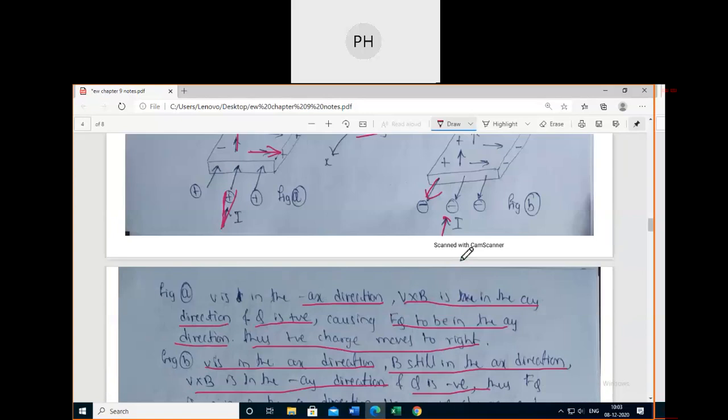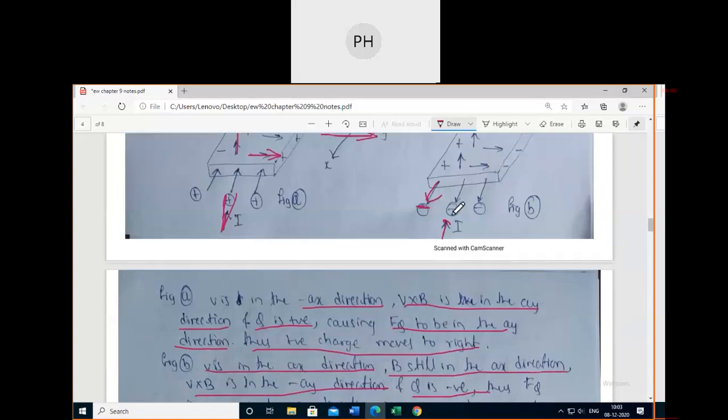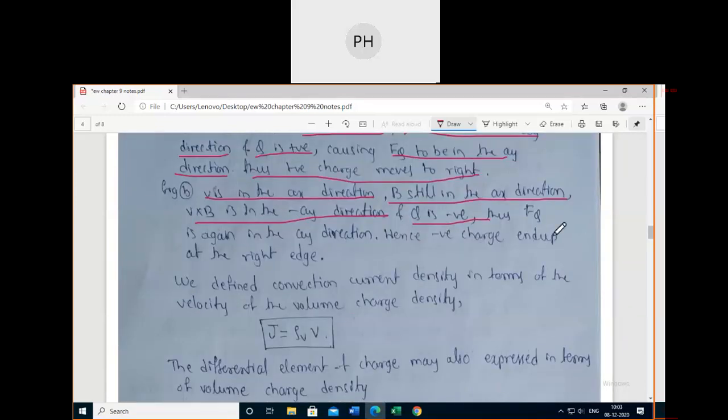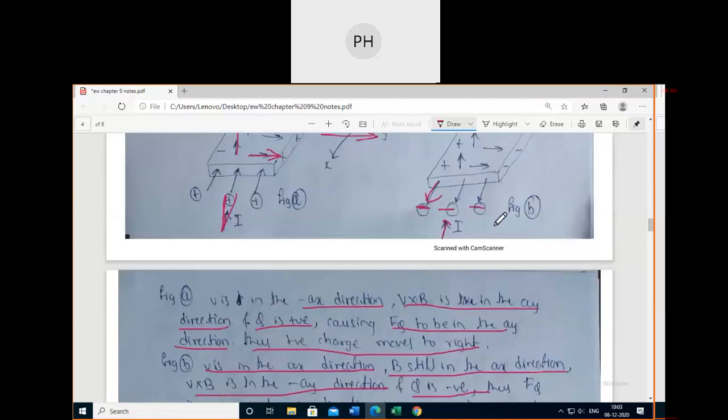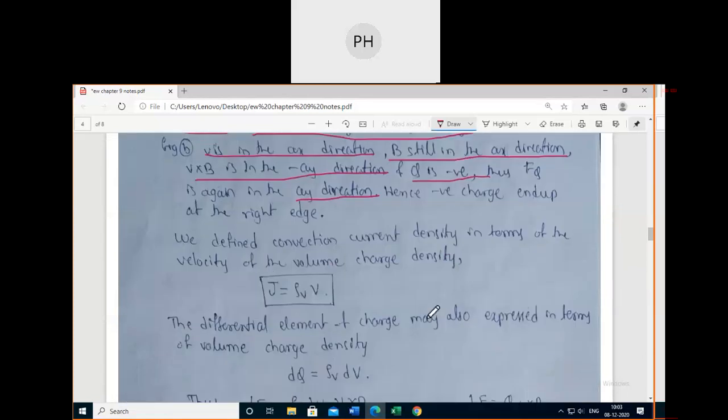This is what we are indicating as minus Q. Q is negative. Thus, FQ is again in the AY direction. Hence, the negative charge will be ending up with respect to the right side of the edge.